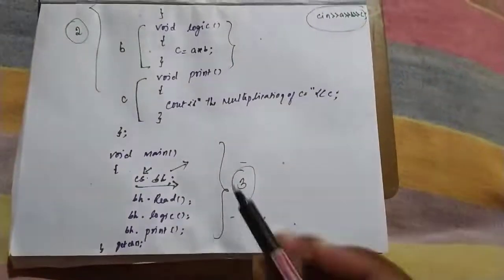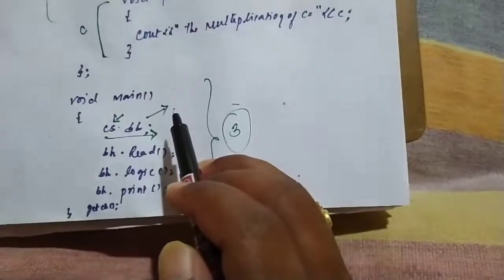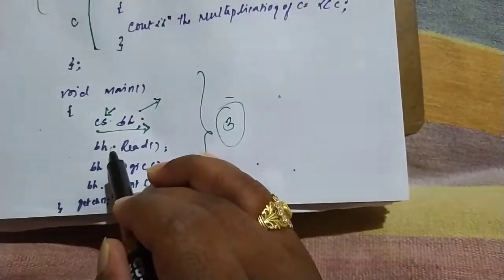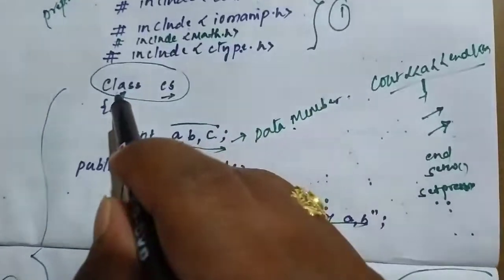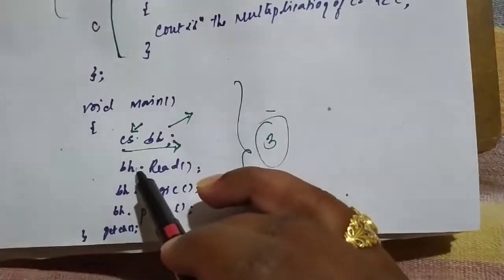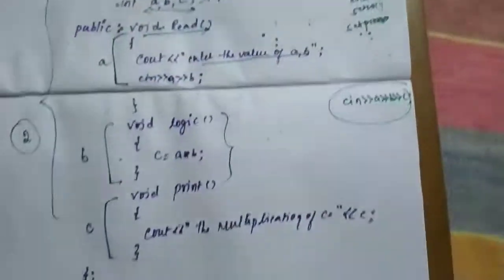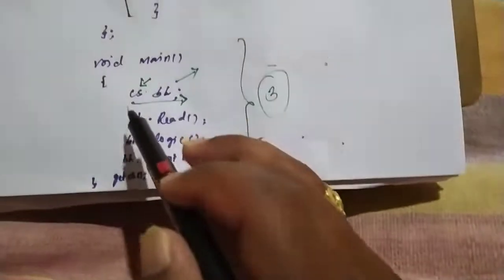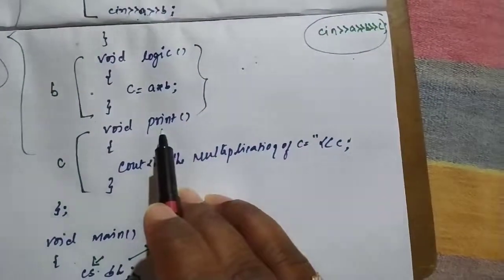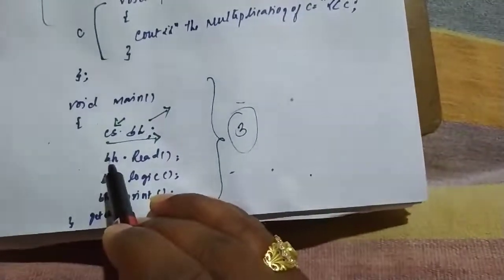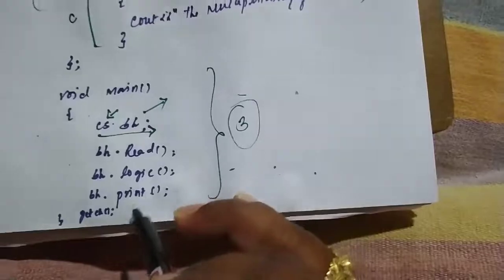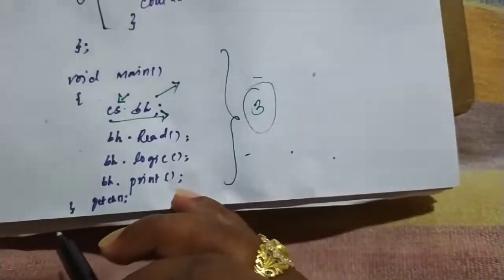Okay, now after creating the reference object, how are you accessing? With the help of the dot operator. What is the use of the dot operator? The dot operator is used to access a member function of your class in the form of a result. There are three member functions. The first one is read, the second one is logic, the third one is print. So this BH will be defined with read, logic, print: BH dot read, BH dot logic, BH dot print, close the flower bracket.